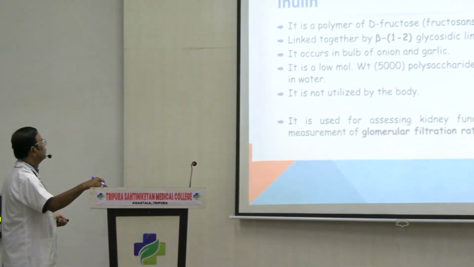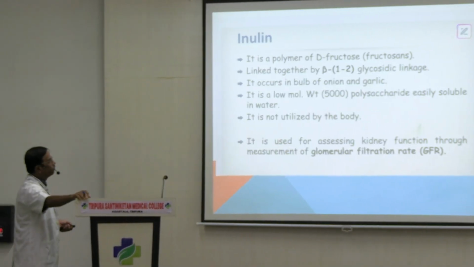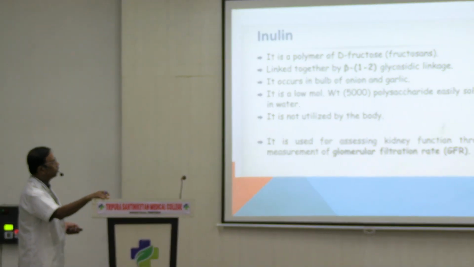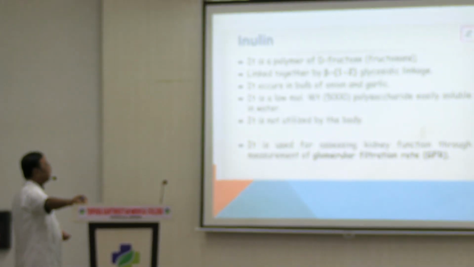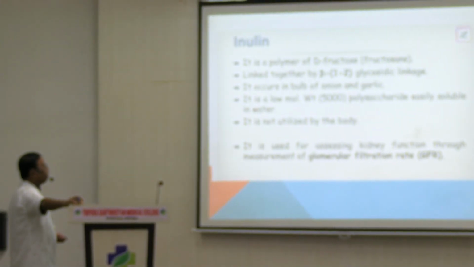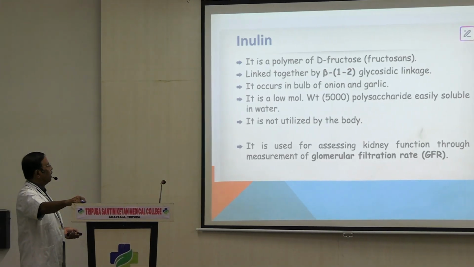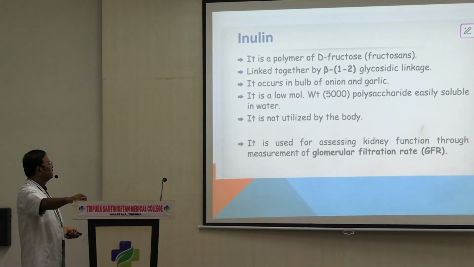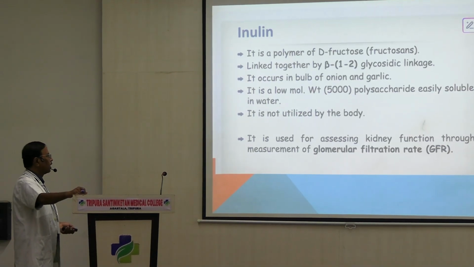Now, another homopolysaccharide is inulin. It is a polymer of D-fructose. This is a fructosan linked together by beta 1,2 glycosidic linkage. It occurs in the bulb of onion and garlic and also in dahlia. It is a low molecular weight polysaccharide, easily soluble in water.